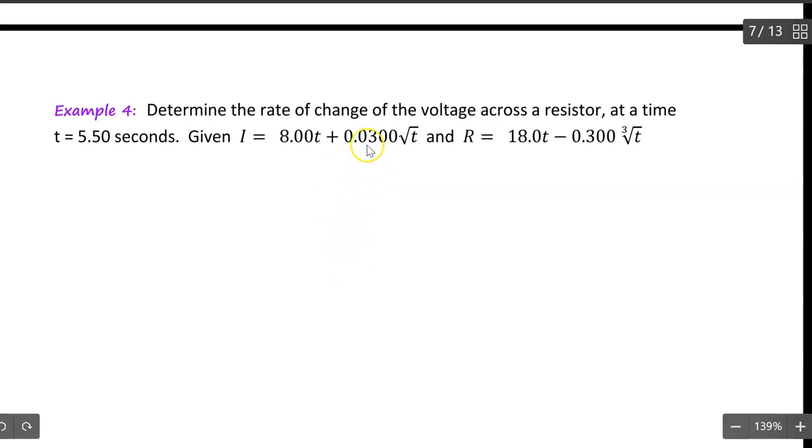Okay, so if something is related to time, it means that you are going to differentiate the voltage with respect to time. So rate of change is differentiation of a certain value with respect to time. In this case, I have it across a resistor at time t equal to 5.5 seconds, given I equal to this and R equal to this equation, and they are both represented in terms of time.